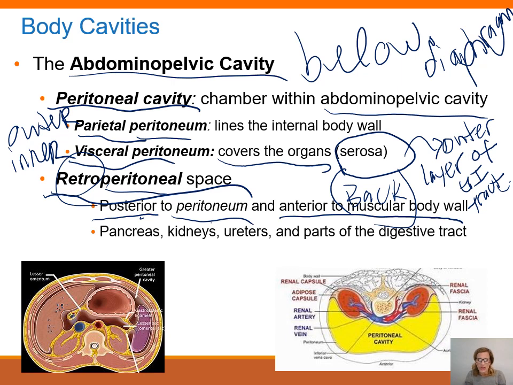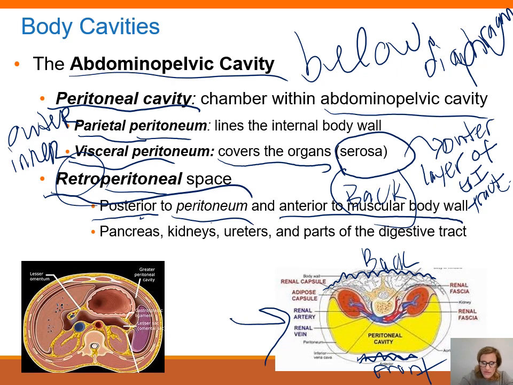So let's look at this really quick. This picture right here, this is the front of the body. Okay, so this is the belly, your abdominal muscles. And this is the back of the body. So this body wall, these are your back muscles. The peritoneal cavity is in the front. So all of this in yellow is showing you the peritoneal cavity. Again, there's a lot of digestive organs in there. A lot of your digestive tract is present in that peritoneal cavity.